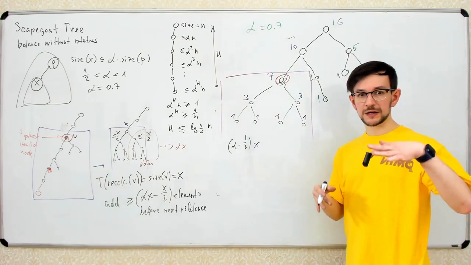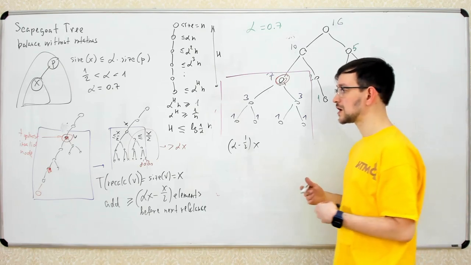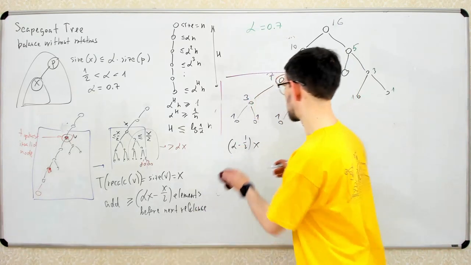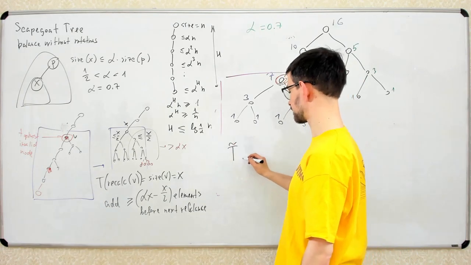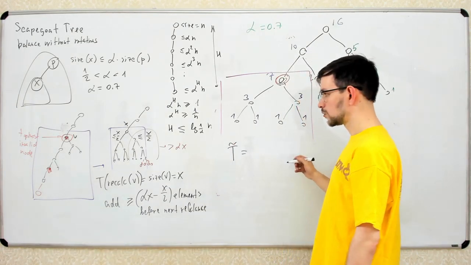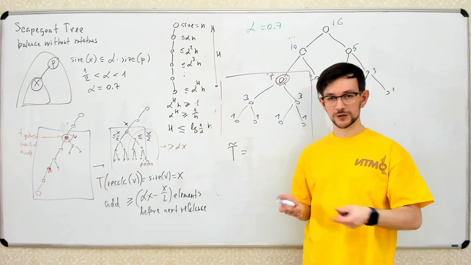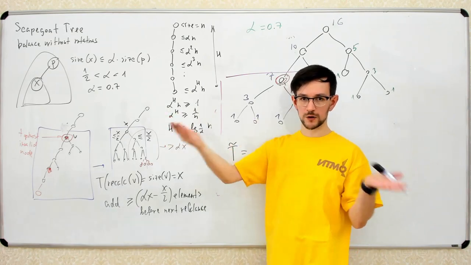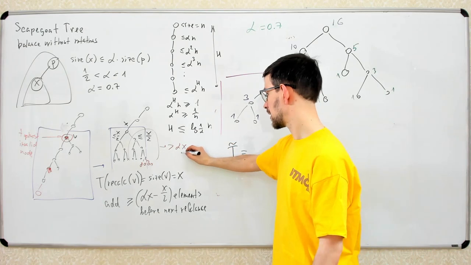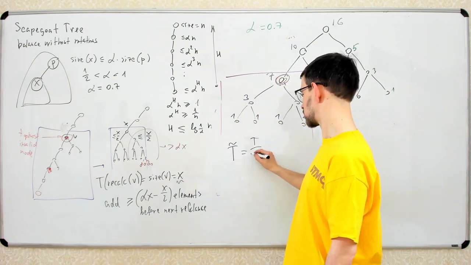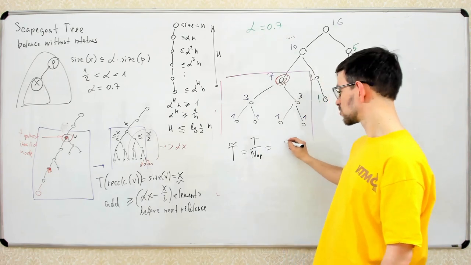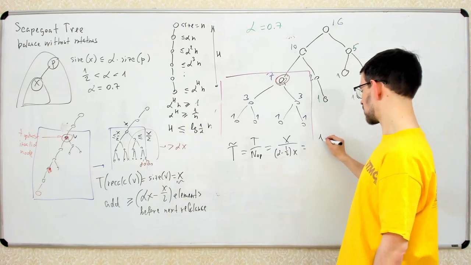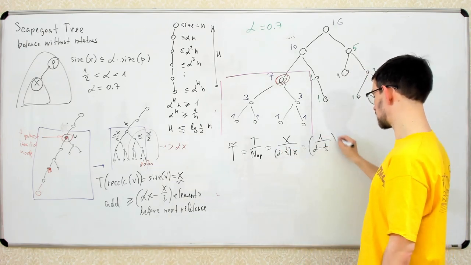Now, let's calculate the time complexity for a single operation. We want to calculate the amortized time we need to spend to make all these recalculations. Amortized time is basically the time divided by the number of operations. We calculate the total time of all operations and divide by the number of all operations. So we spend x time, so it's time over number of operations, so it's x divided by alpha minus x. So it's 1 divided by alpha minus 1. So it's some constant.